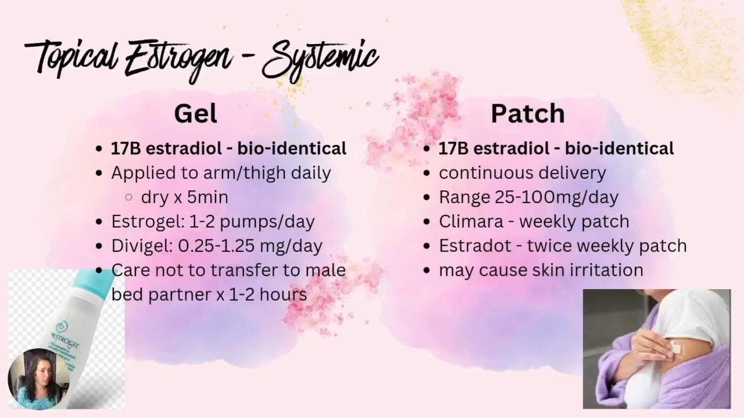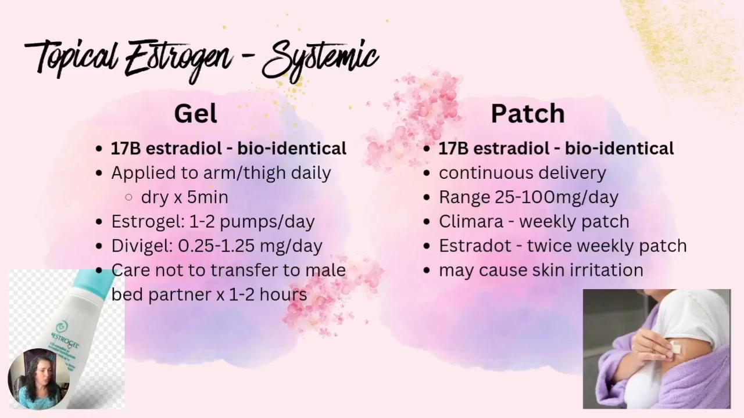The gel is usually either Divigel or Estrogel. The usual doses would be either 1 to 2 pumps of Estrogel once a day, or Divigel, which should be usually about 0.25 to 1.25 milligrams per day. It comes in a little packet. And so those are the two different ones.